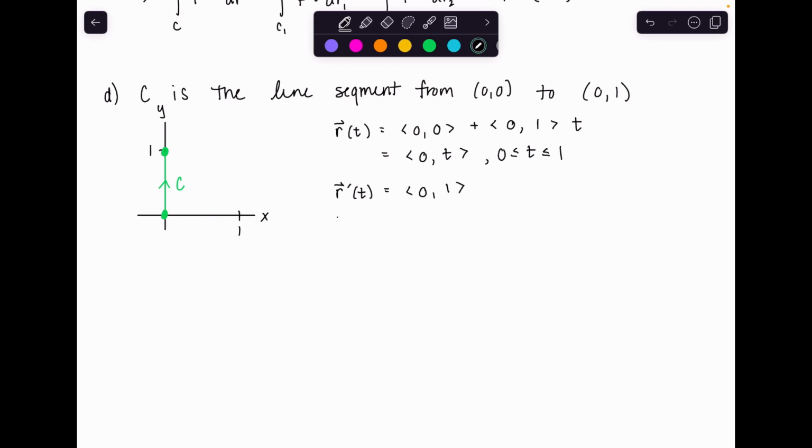At this point, I'm not going to bother copying down the vector field again. If we evaluate F on this curve, that is y plus 1, so this is t plus 1, and then x, which is 0. So to find the line integral over C of F dot dr, it's equal to the integral from 0 to 1 of t plus 1, 0, dot product with 0, 1.